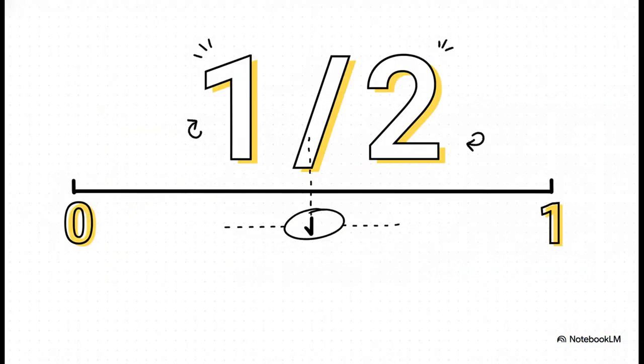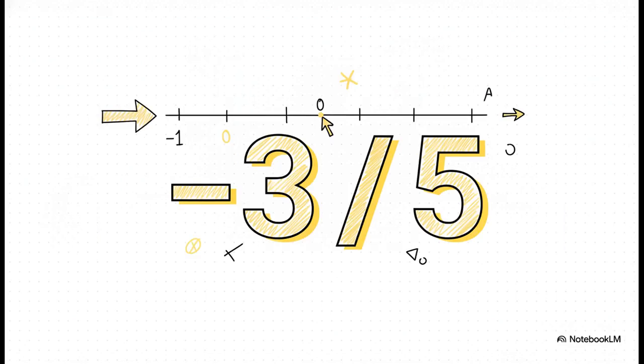All right, let's start with a classic. 1/2. Where does it go? Right here, smack dab in the middle, exactly halfway between 0 and 1. A nice, clean, precise spot. Okay, but what about the negative ones? No problem at all. -3/5. Well, it finds its home over here on the left side of 0. It's a little bit more than halfway to -1.